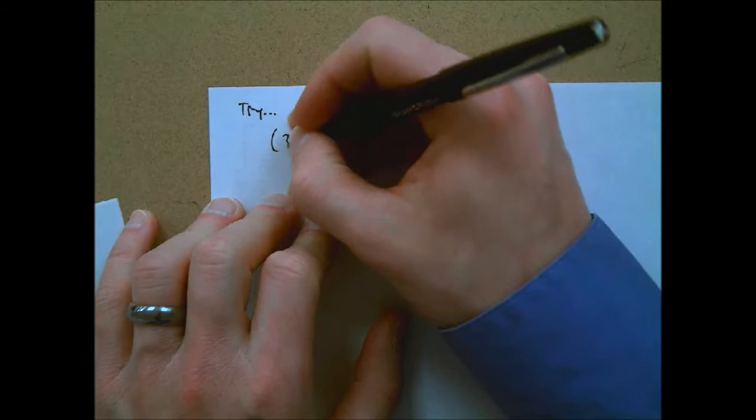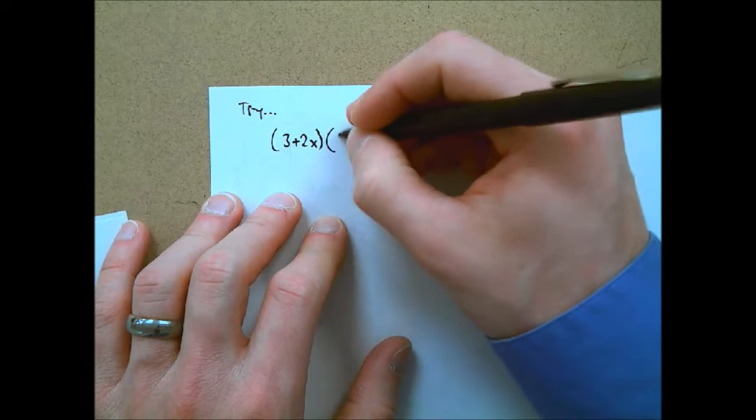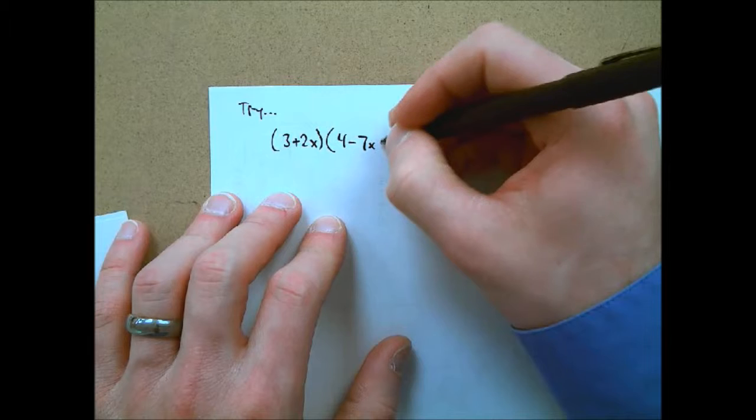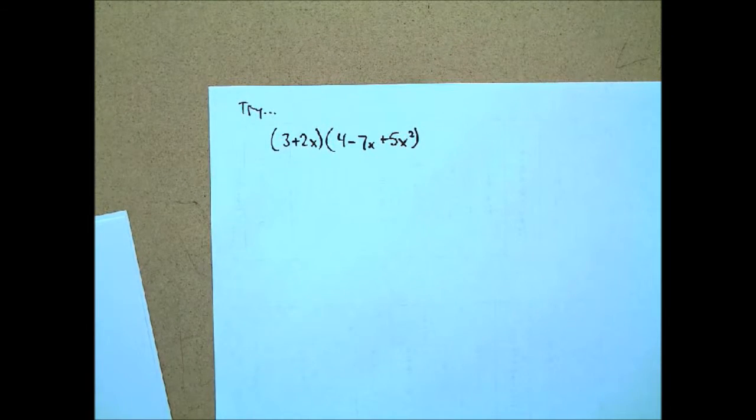All right, let's have you try 3 plus 2x times 4 minus 7x plus 5x squared. Okay? Go ahead, give that one a try.